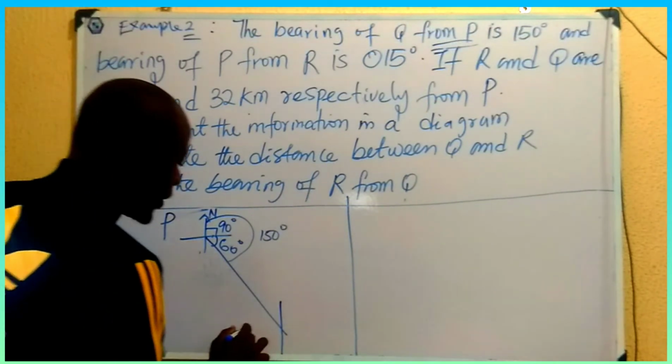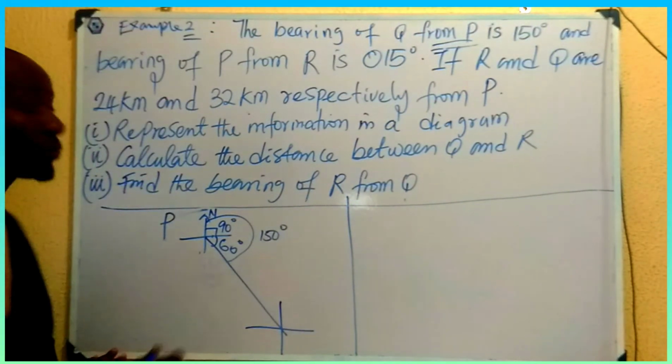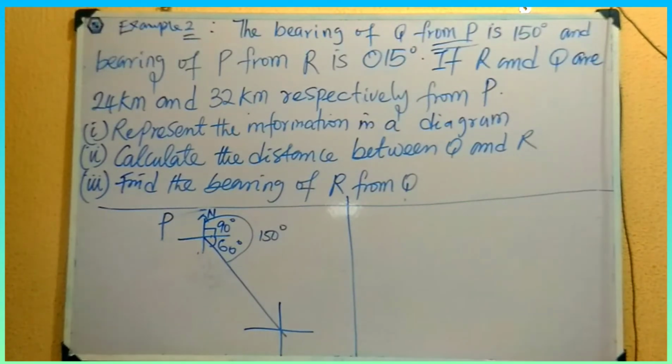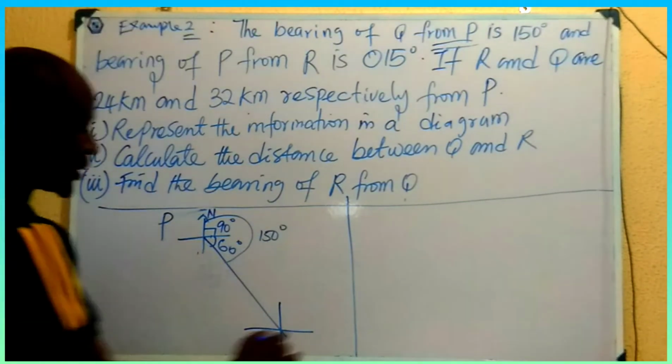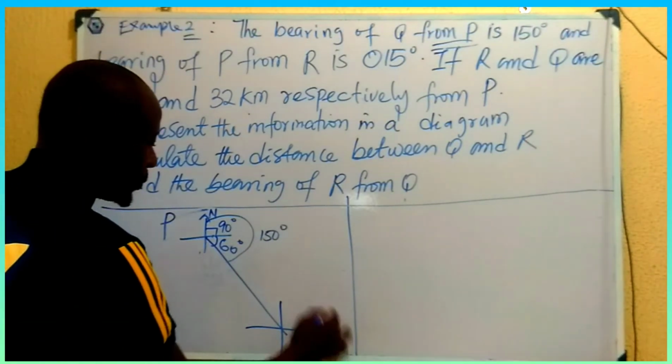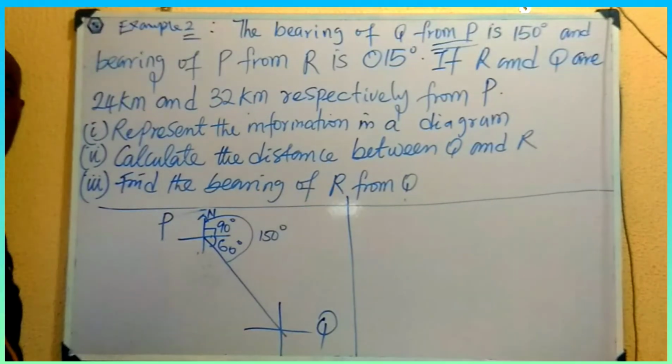So from here we move towards Q. They say from P we move towards Q, right? From P we move towards Q. So this is our point Q.